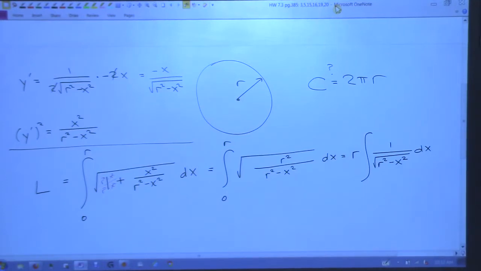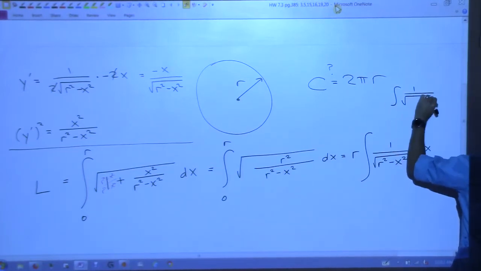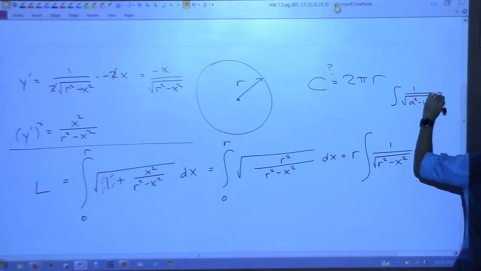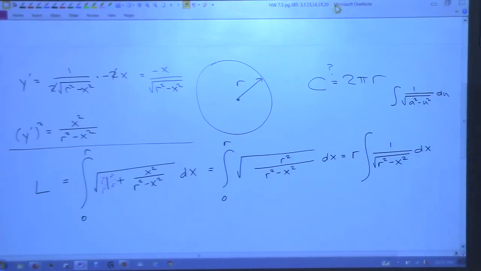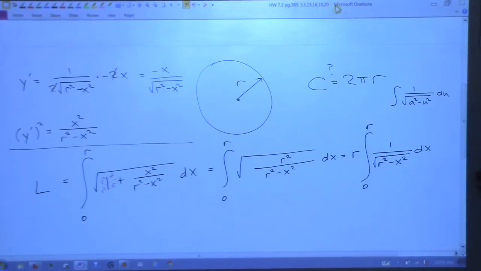Now what? Now you could use trig sub. Or you could go to your formula sheets, and we actually have a formula that looks like this: the square root of a squared minus u squared, du. Go look for it. Someone tell me what formula that is. Because I don't want to sit here and do trig sub. Oh, forgot my 0 to r. Yes, what number is that? 16. Formula 16. Do y'all see it? For those of you who have your formula sheets, formula 16.